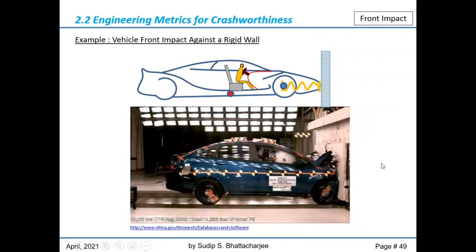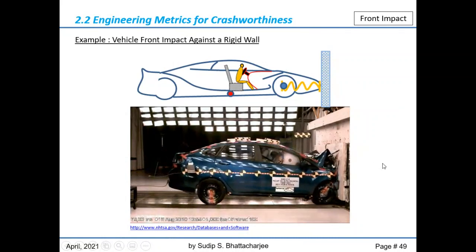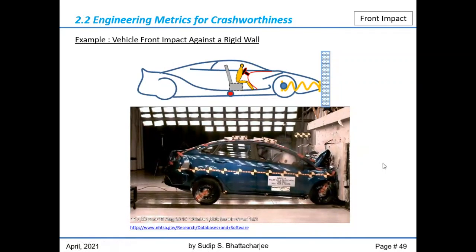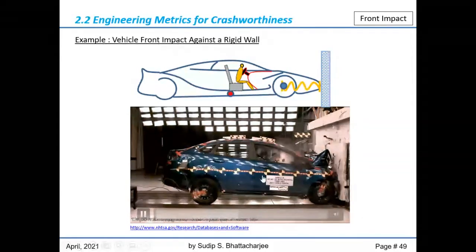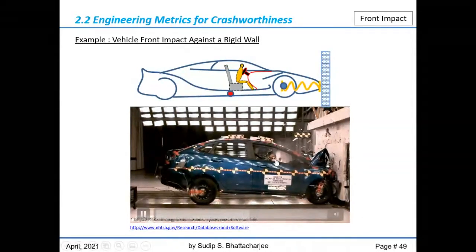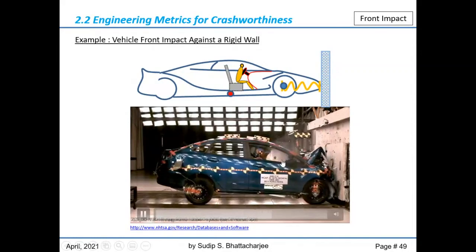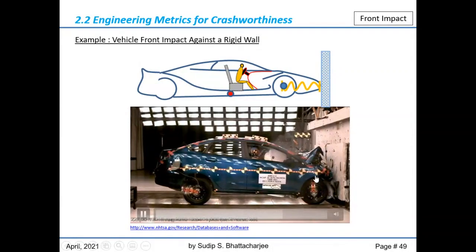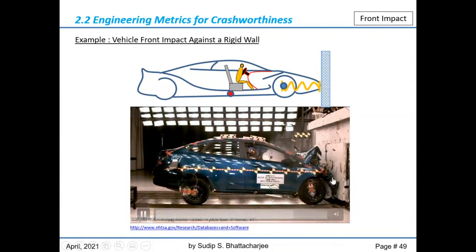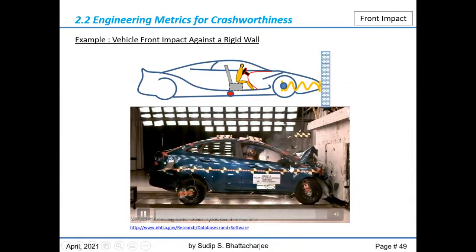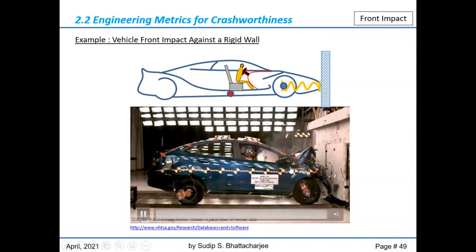There are lots of videos to watch there, plus a lot of public domain videos on YouTube. In this test, obviously as we have seen in the video, we have the instrumented dummy and all other vehicle systems deploying dynamically during this crash event. In the video it looked pretty slow, but it is a very high-speed event. Within 100 milliseconds, or 0.1 second, the whole event is over.